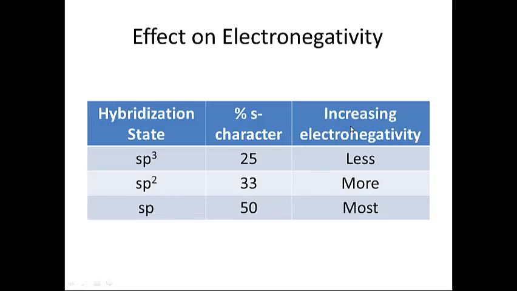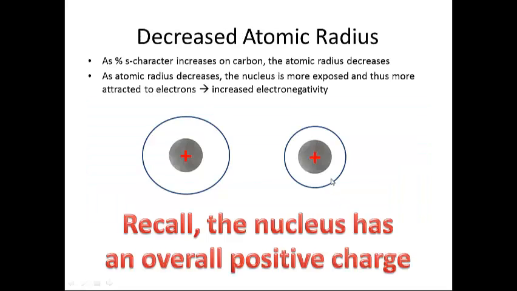And what you'll notice here is the trend for electronegativity. The sp3 hybridized carbon is less electronegative than the sp2 hybridized carbon, which is in turn less electronegative than the sp hybridized carbon. So of all of the hybridization states of carbon, when carbon is sp hybridized, that's when it's the most electronegative. And there's a reason for that.